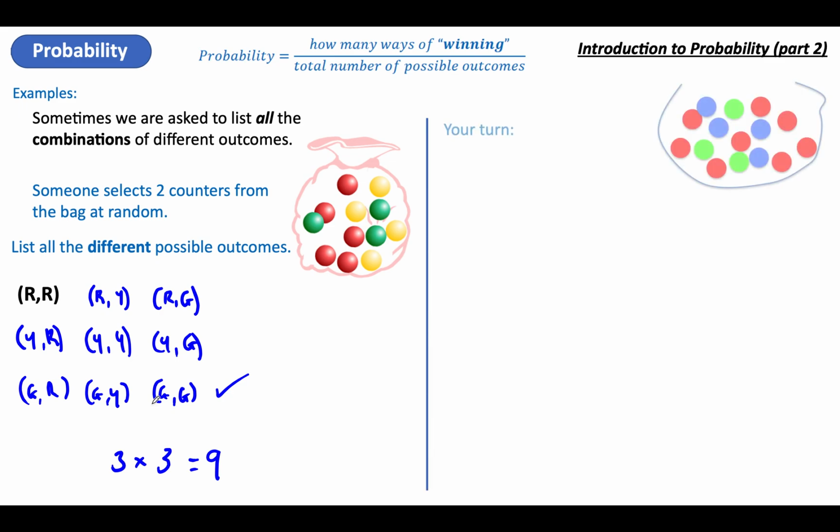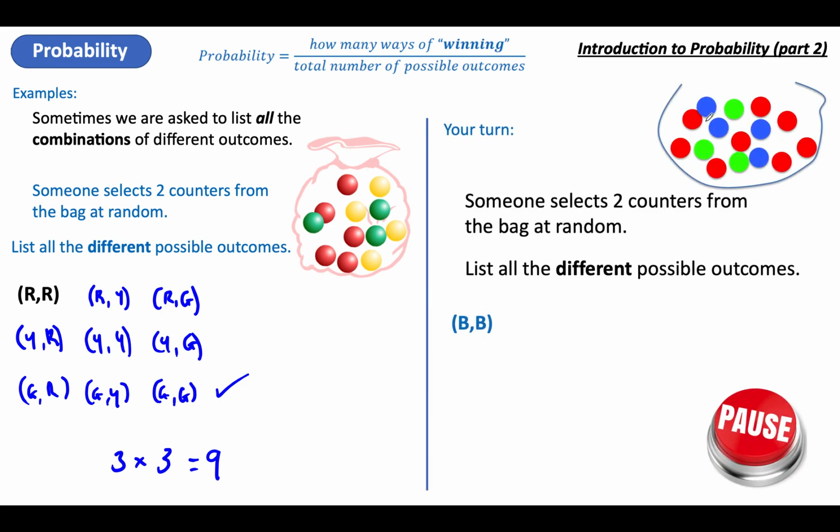Right, anyway, what I want you to do here, you're going to select 2 counters at random from this bag again. There are 3 options for the first counter, red, blue or green. And there are 3 options for the second counter, red, blue or green.